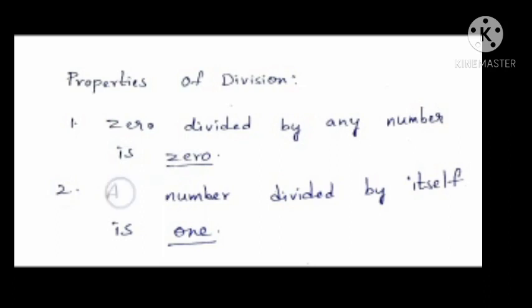Second property. A number divided by itself is 1. What is the second property, children? A number divided by itself is 1. These are the two properties of division.